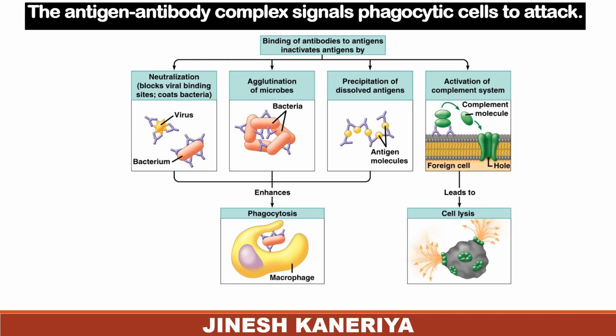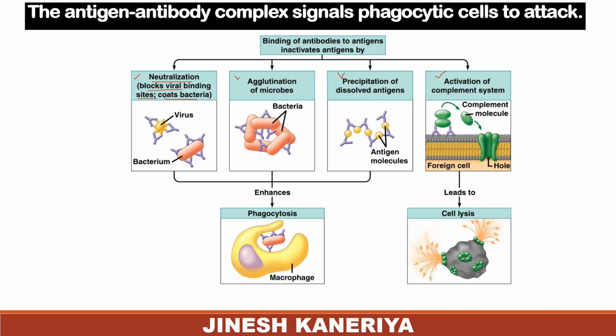First of all, there are four ways of interaction carried out with the antigenic components. The binding of the antibody to the antigen inactivates the antigens by neutralization, agglutination, precipitation or activation of the complement system. Binding of the antibody to the antigenic molecule neutralizes the activity of the antigen by blocking the viral binding site or the coat protein of the bacteria.